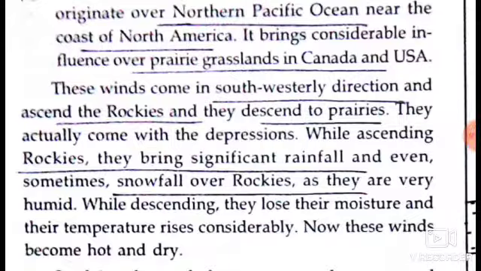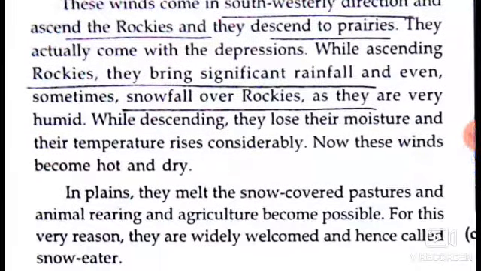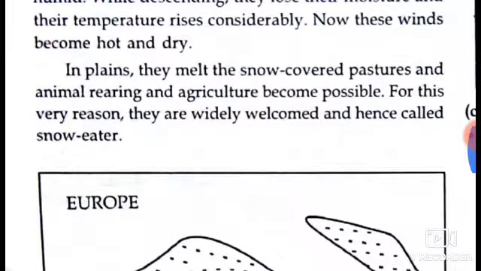They actually come with a depression. While ascending the Rockies they bring significant rainfall and even sometimes snowfall over the Rockies. As they are very humid, while descending they lose their moisture and the temperature rises considerably. Now these winds become hot and dry. In the plains they melt the snow covering the pasture, and animal rearing and agriculture become possible. For these various reasons, they are widely welcomed and hence called snow eater.